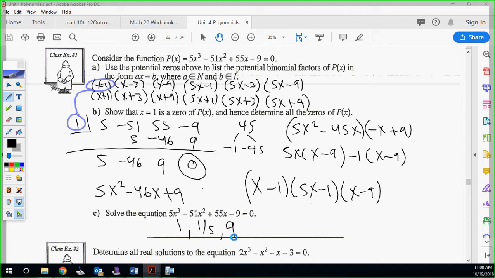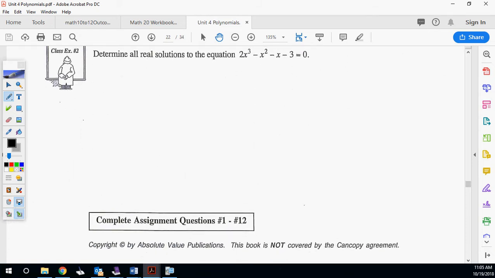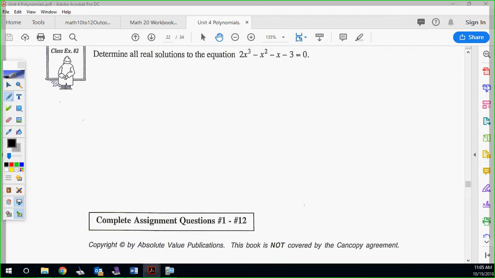Last problem. Okay, so determine all real solutions of the equation 2x cubed minus x squared minus x minus 3. So all real solutions. So we want to figure that out. So what do we got to do first? Well, we got a 2 and a 3. So they gave us a nice one.